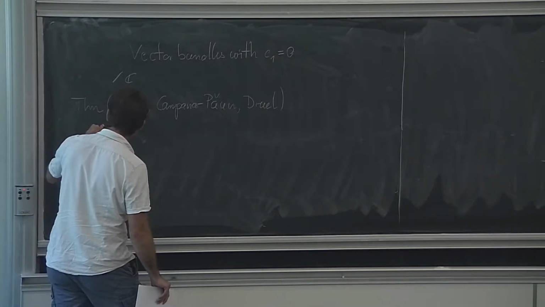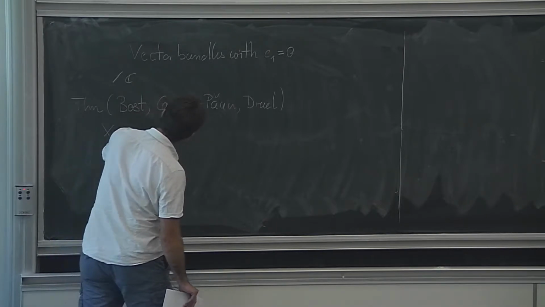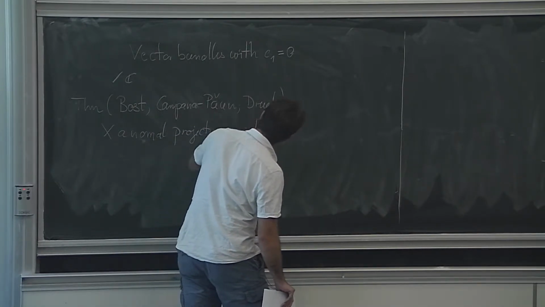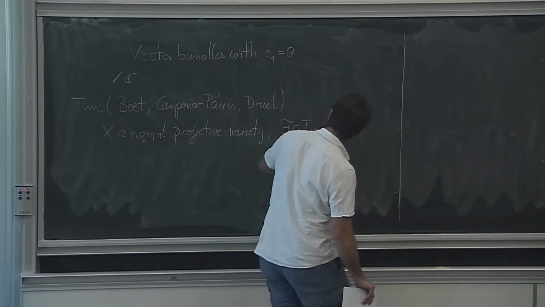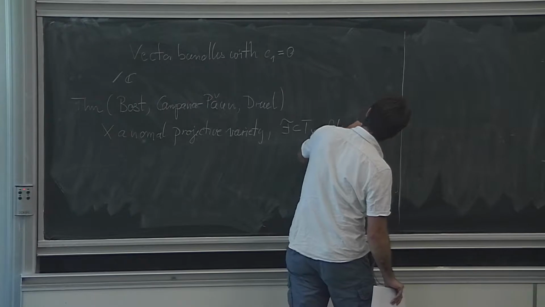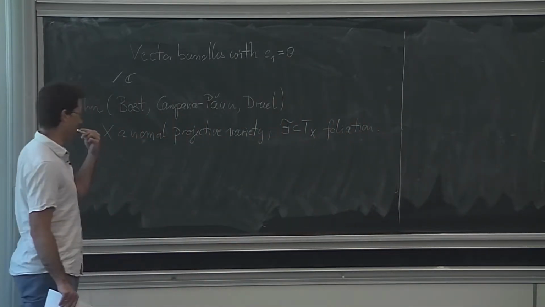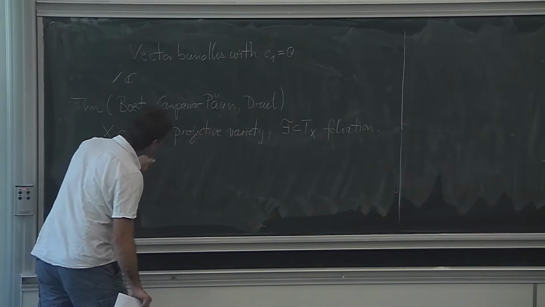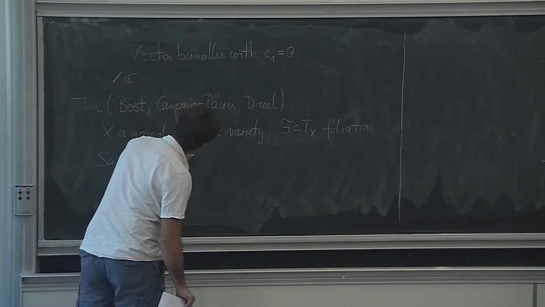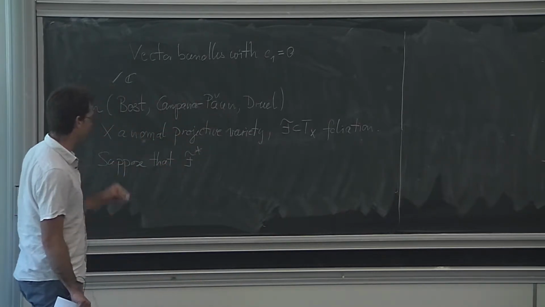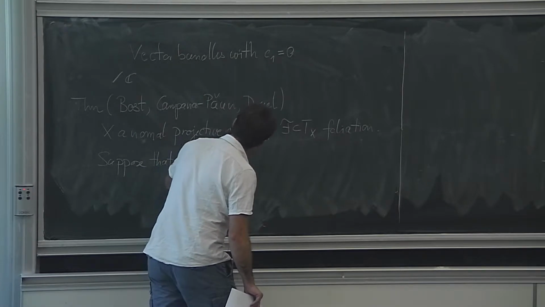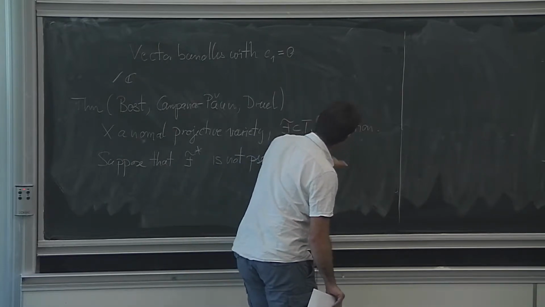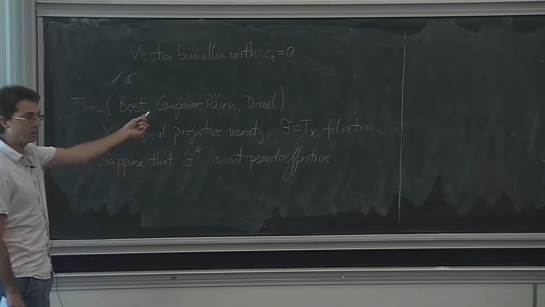Okay? So I take X, a normal projective variety, and on this variety I take some foliation. Okay. And now I make an assumption on the positivity of this foliation. I suppose that the dual of F, this is going to be some reflexive sheaf, and I suppose that this is not pseudo-effective. Okay. And then the conclusion is that this foliation has algebraic leaves.